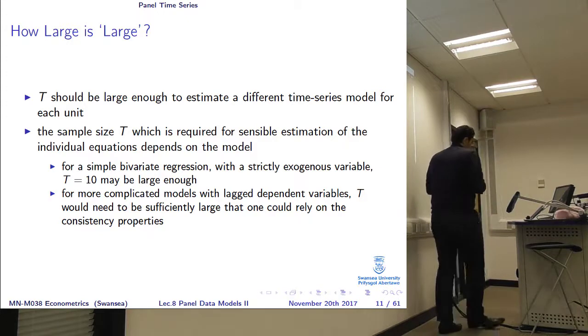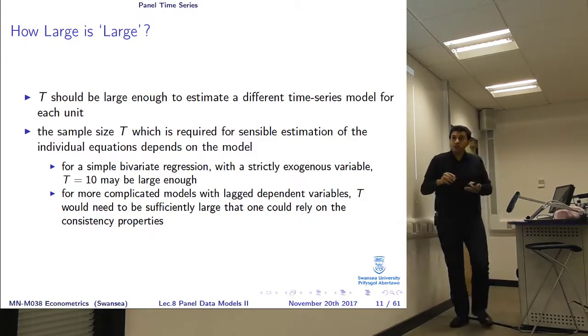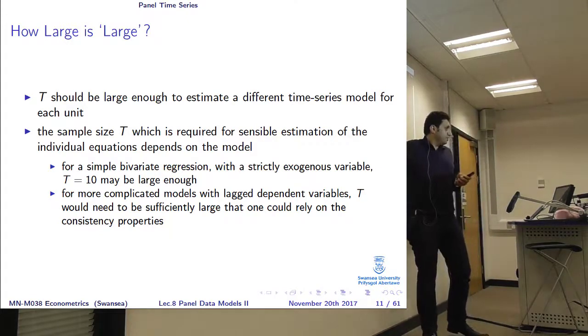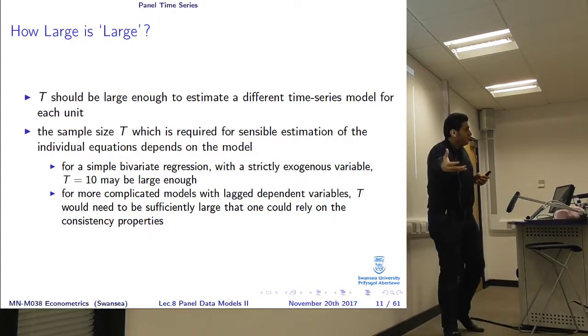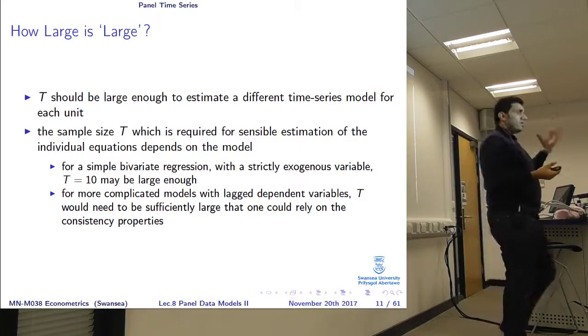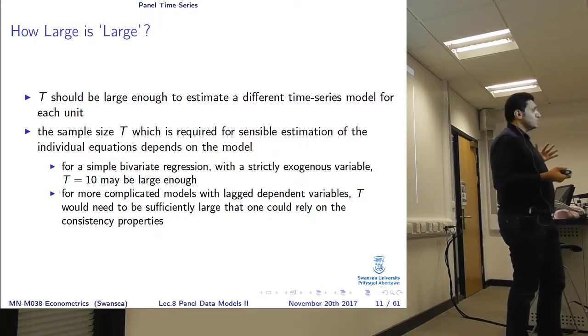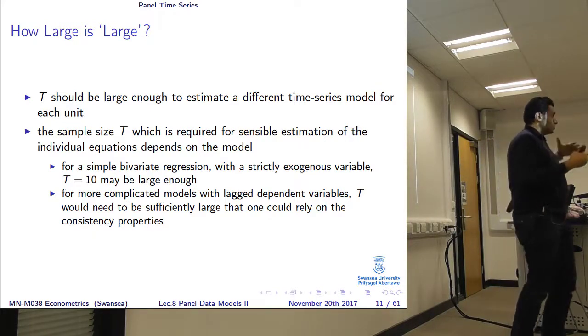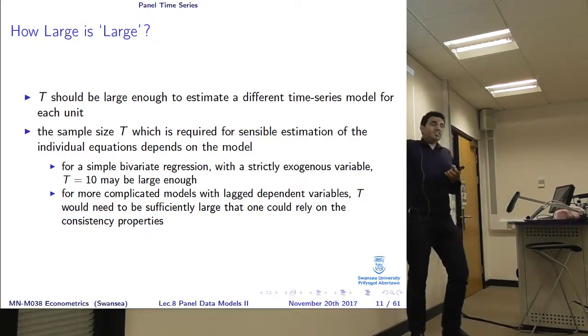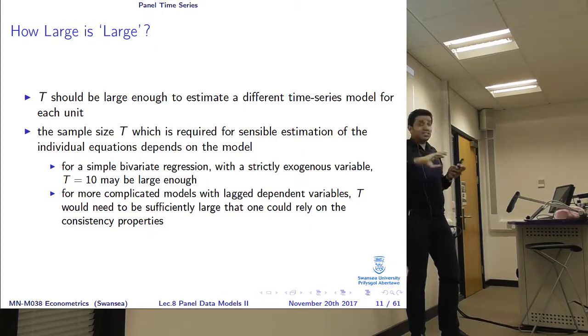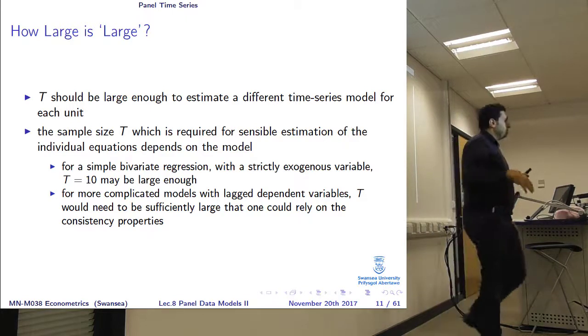For example, if you have a simple bivariate regression with strictly exogenous variables, so you have one Y on the left hand side and one X on the right hand side, and this X is exogenous, so the causality is going one way. If this is my panel, which has both dimensions N and T, then 10 or 12 or 15 might be large enough.